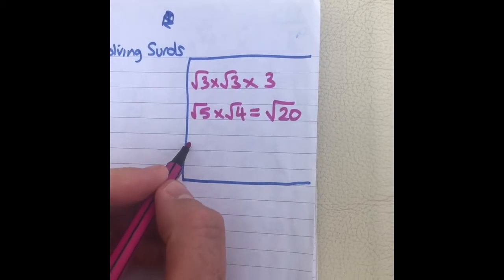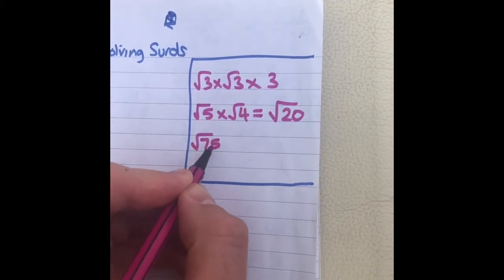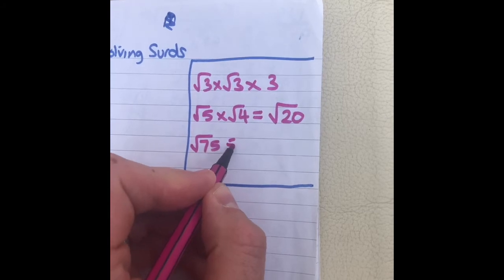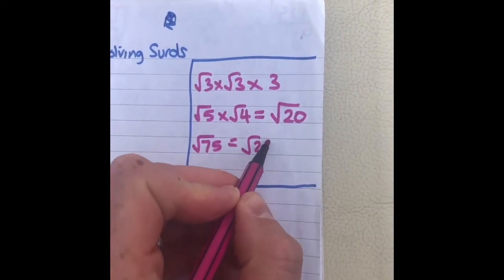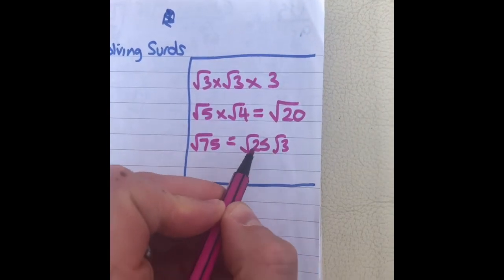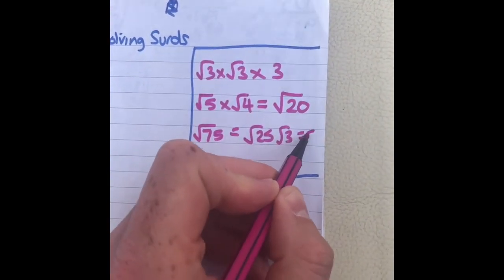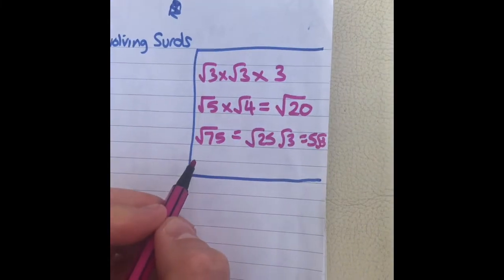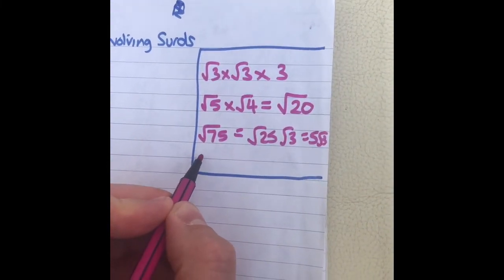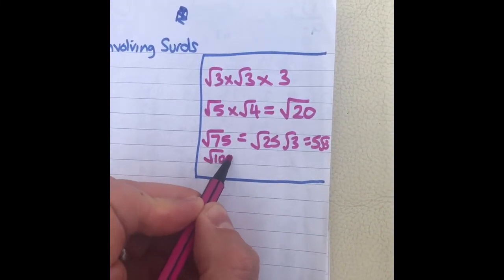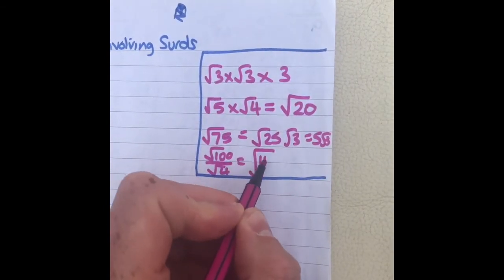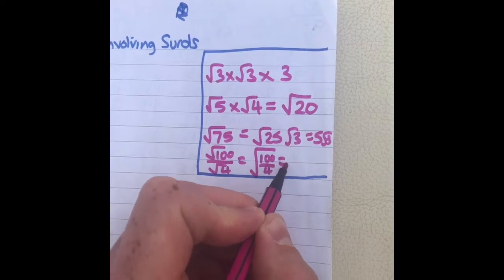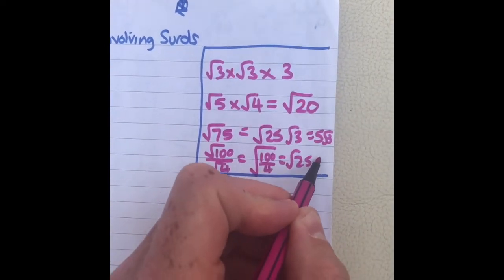We also said we could take a root and split it up into a square and a non-square number. So root 25 times root 3, root 25 goes to 5 root 3. And then we also said if we divide, so if we've got root 100 over root 4, that's the same as root of 100 over 4, which is root 25, and we know that's 5.